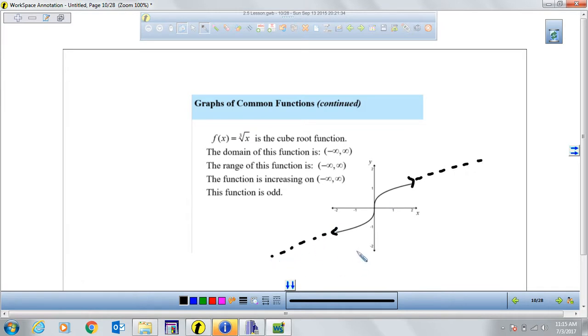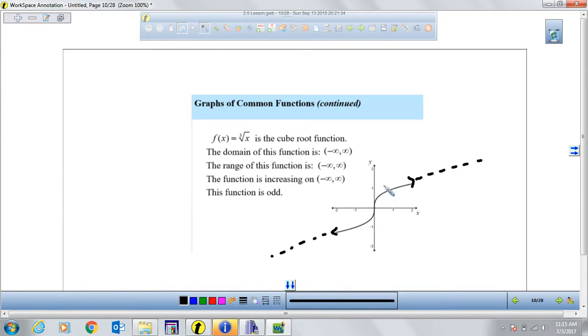What does that mean? That every value of x is going to have a point on this graph. So whether it's a negative value of x or a positive value of x, all of them will be on the graph. So the domain is negative infinity to positive infinity.